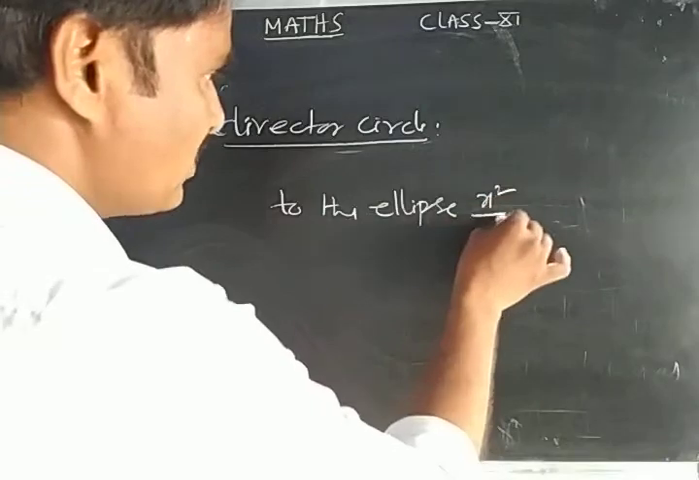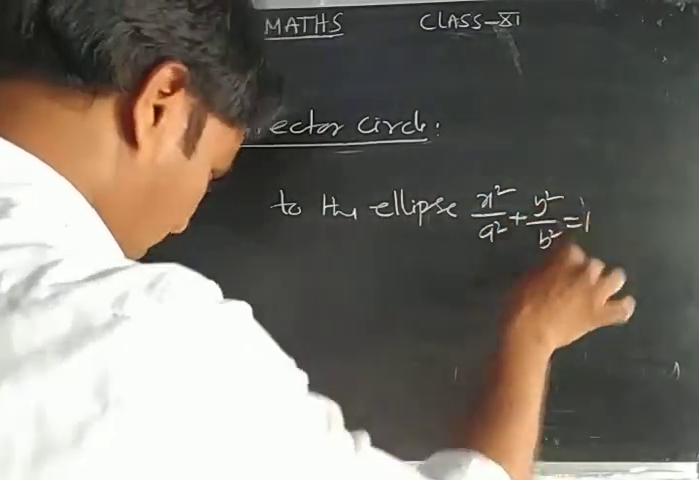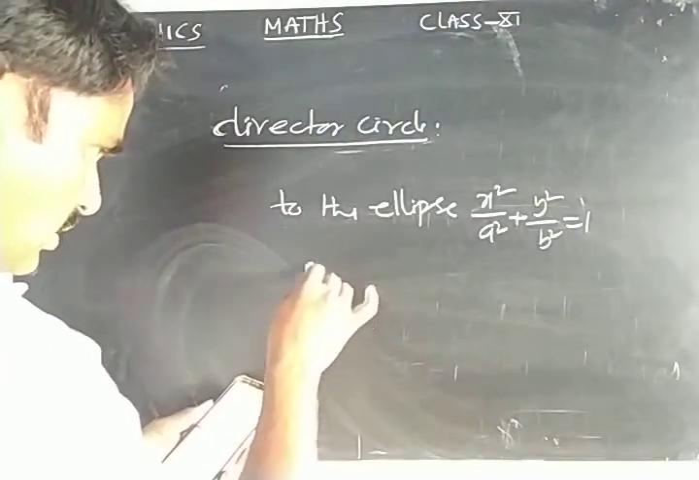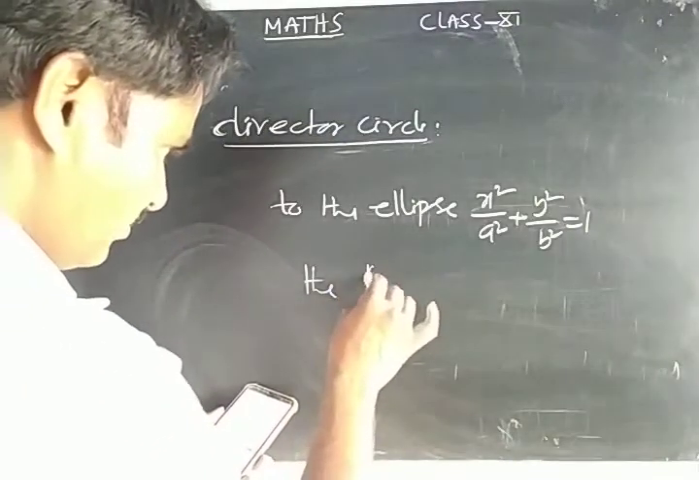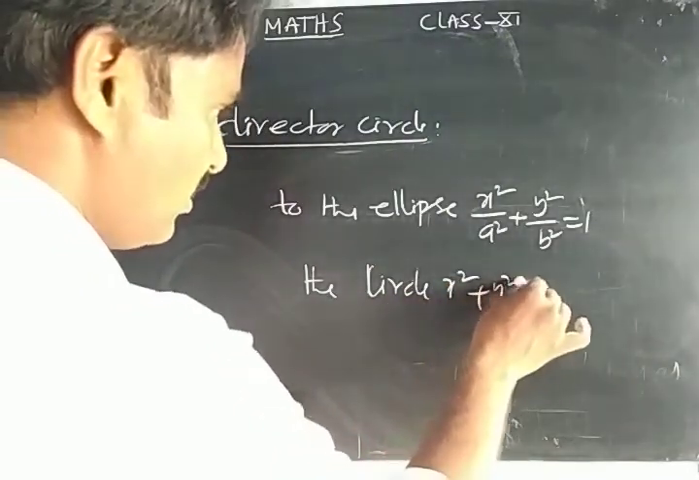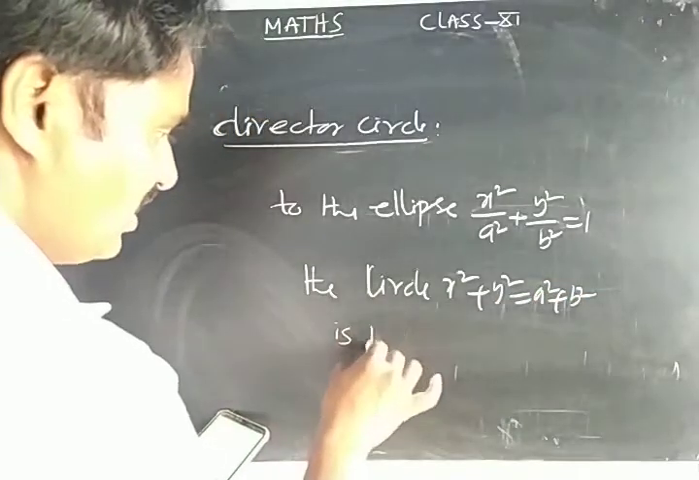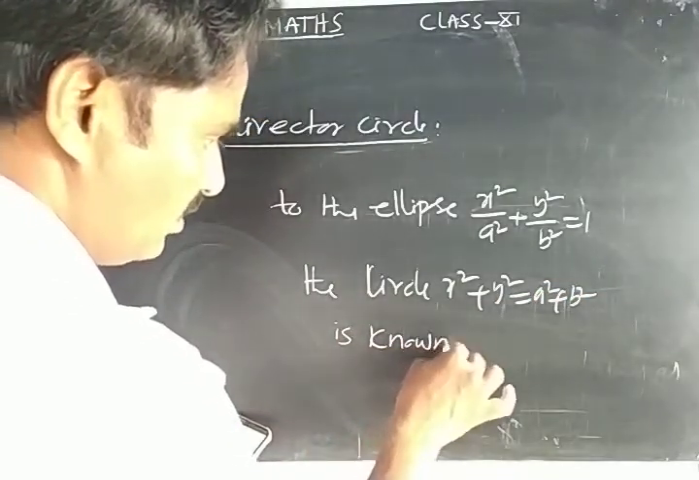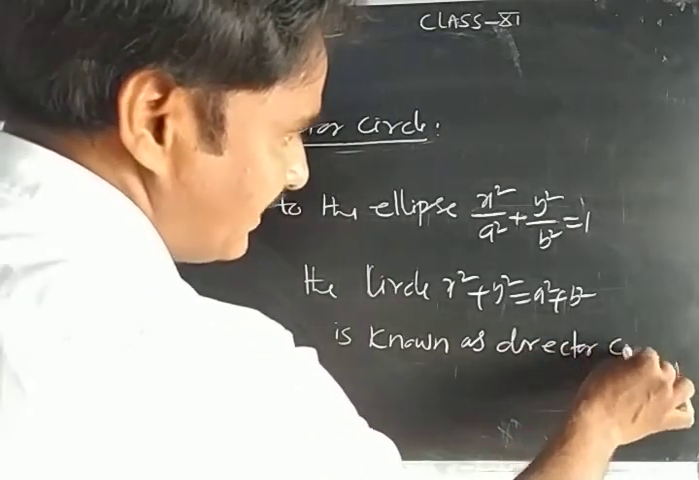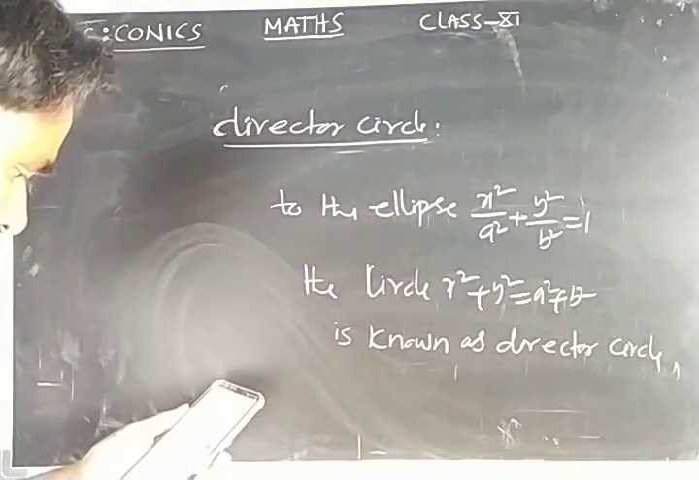For the ellipse x square by a square plus y square by b square is equal to 1, the circle x square plus y square equal to a square plus b square is known as the director circle. Okay, this is the director circle definition.